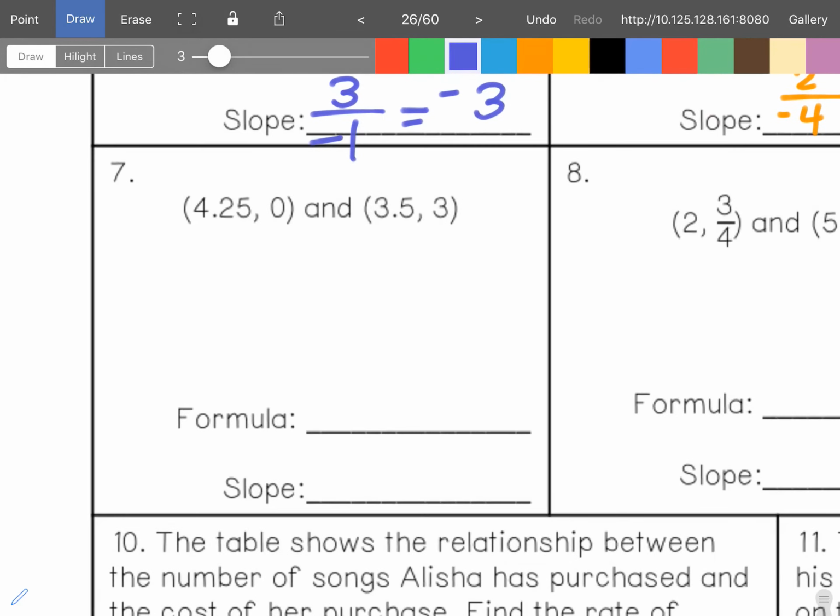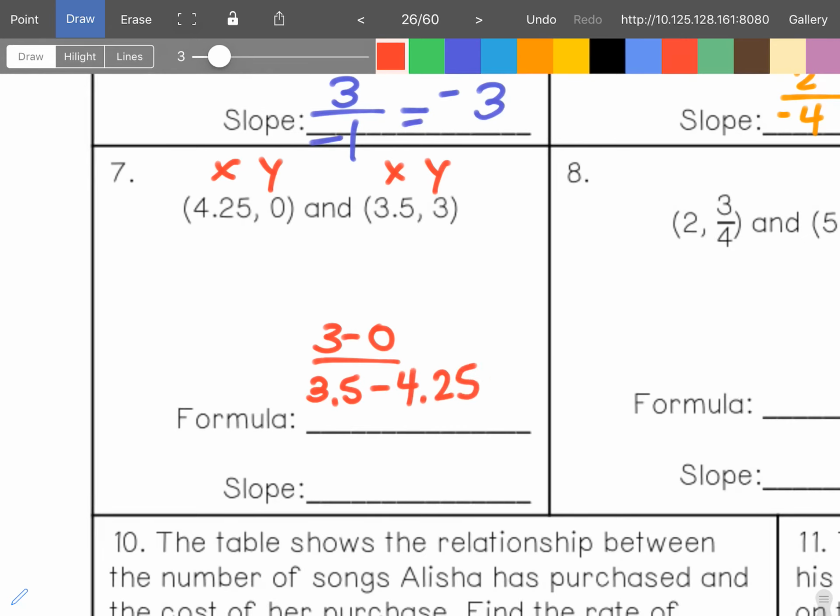All right, number 7. Nothing is changing just because we have some decimals. It's still the same idea. Subtract the y's. So I'm going to do 3 minus 0. So if I do 3 minus 0, what do I have to do in the denominator? I have to come back to where I had that 3 for the y value, and I have to use that x value, 3.5 minus 4.25.